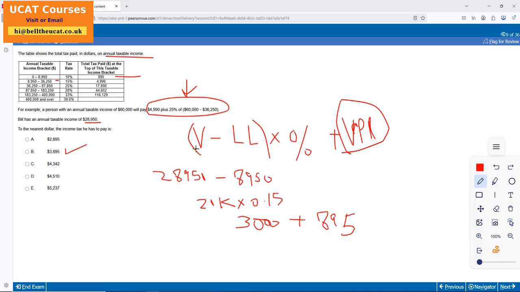Ready? One more time. The value is the amount he or she is earning income-wise, so 28,950, minus the lower limit of the same bracket, times the percentage, which is 15%, plus the value of the previous bracket, 895. The value was 28,950 minus 8,950, which I did in my head: 20,000. 15% of that is 3,000, giving 3,895.